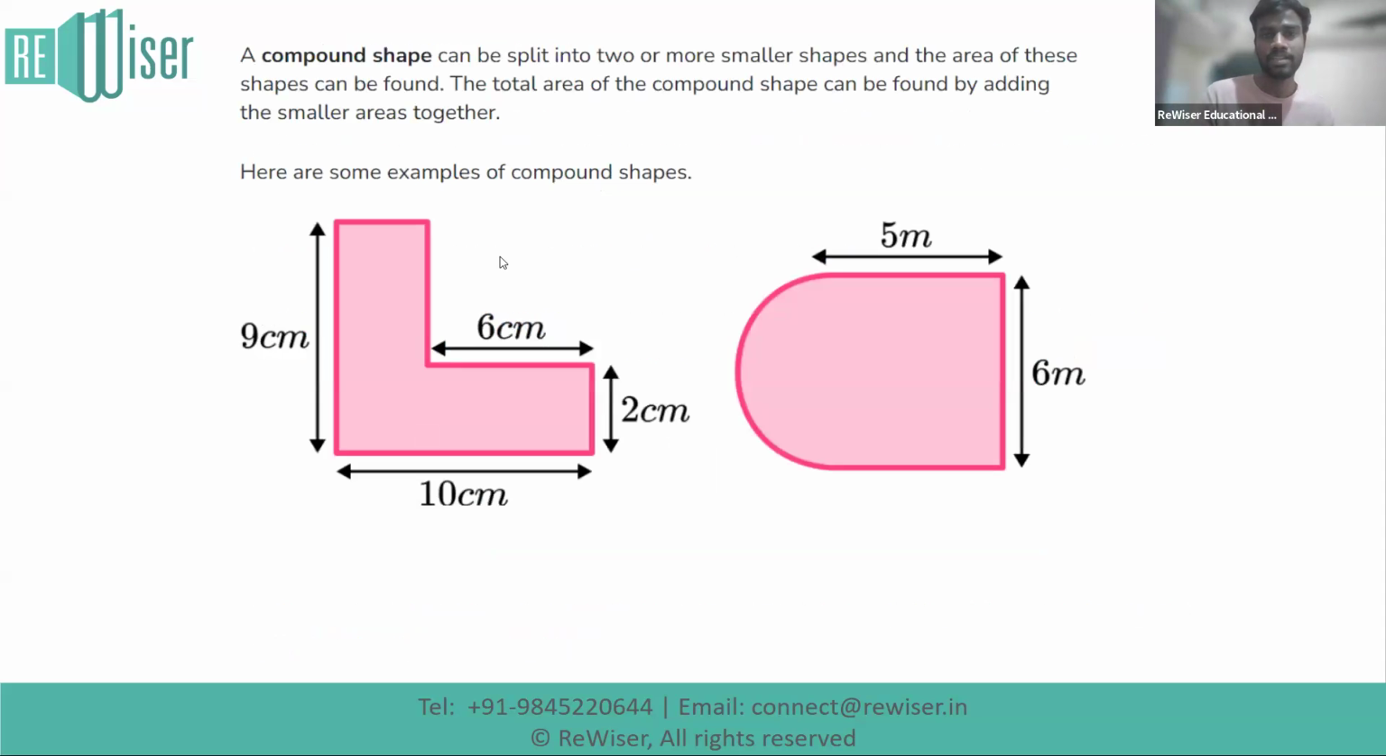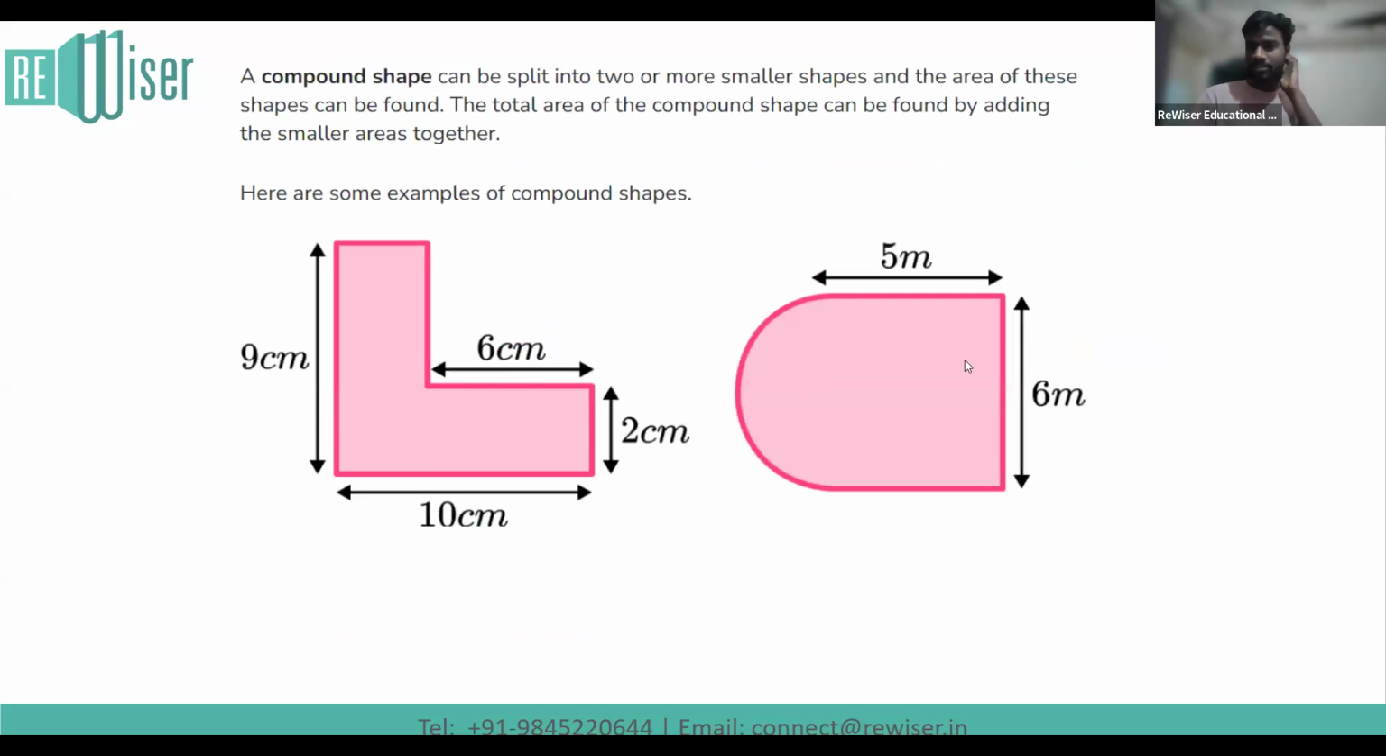And here it could be an example. So can we try to find out the area of these two shapes? Here there are two rectangles in the first example. There are two rectangles, right? In the second example, are you able to observe what are the two compound shapes we have?